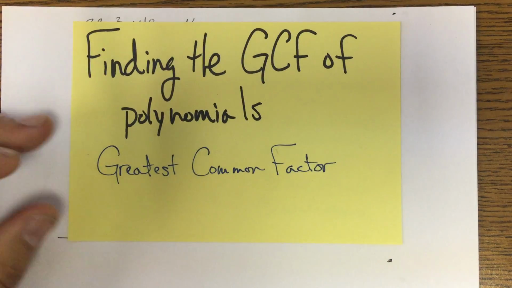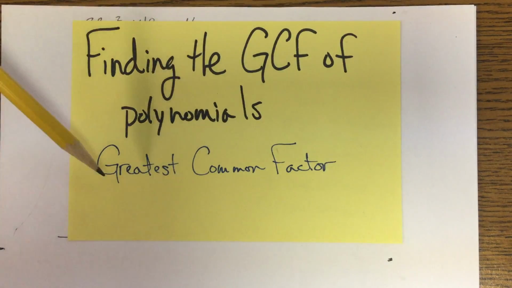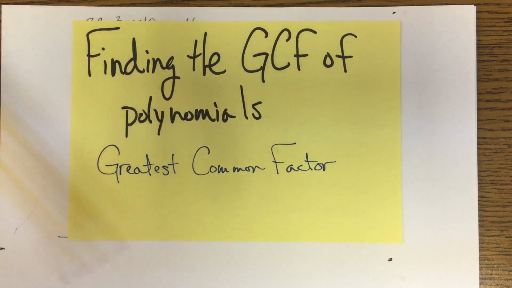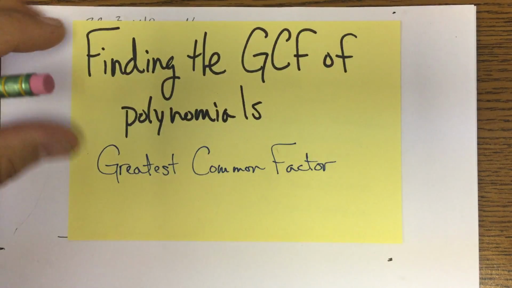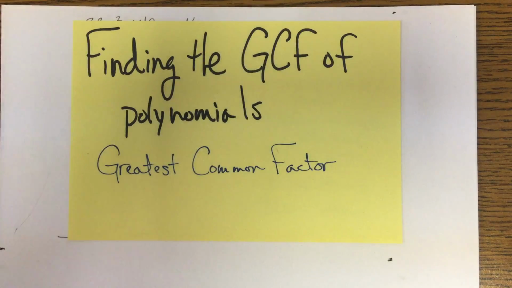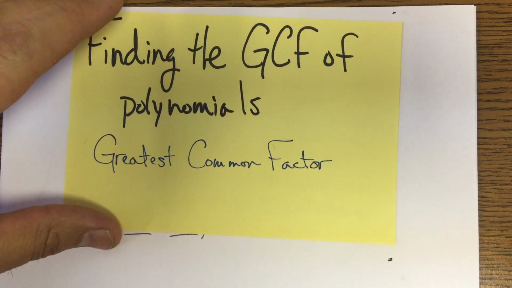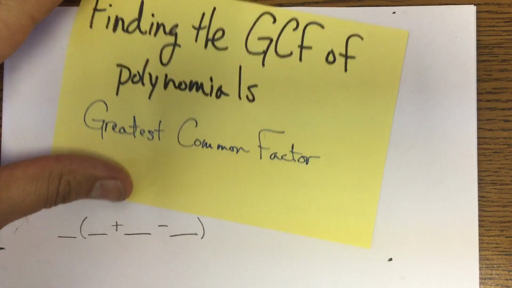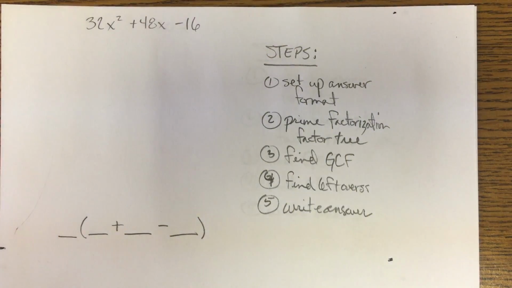We're going to be finding the GCF of polynomials, and GCF stands for greatest common factor. So we need to find the greatest common factor in our quadratic polynomials, and we need to pull that out and rewrite our equation. And let me show you what that kind of looks like.